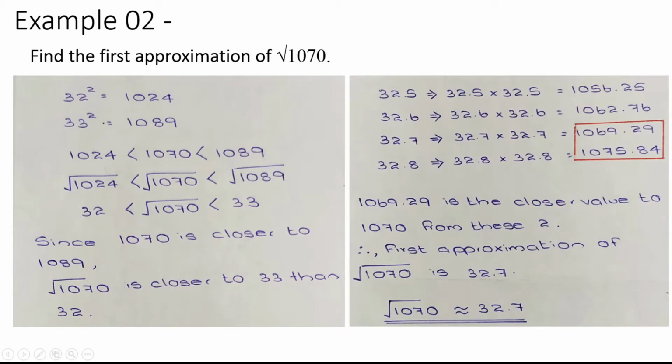32.7 squared is 1069.29. The square of 32.8 is 1075.84. Out of these two values, 1069.29 is closest to 1070. Therefore, the first approximation of square root of 1070 is 32.7.